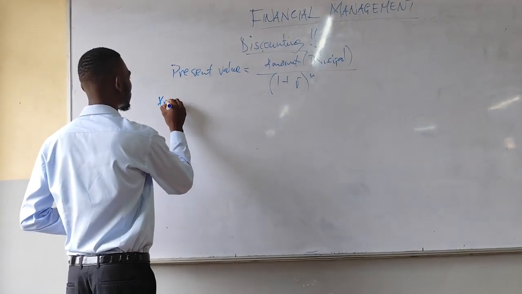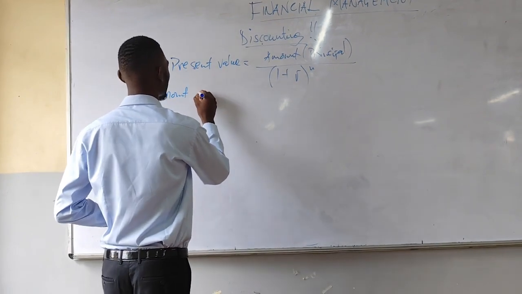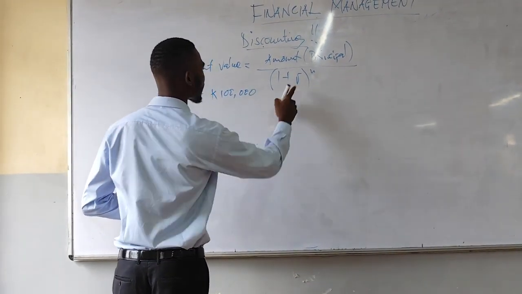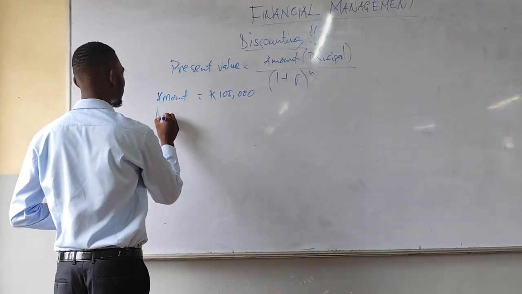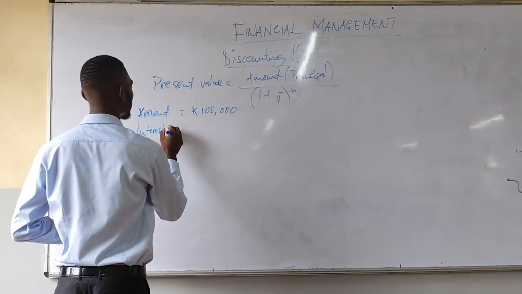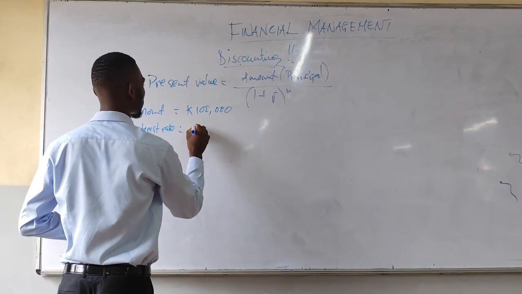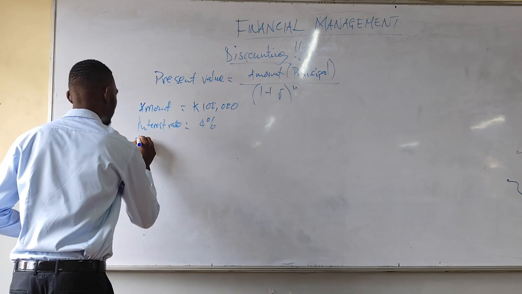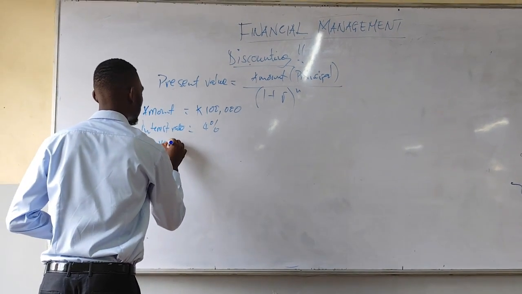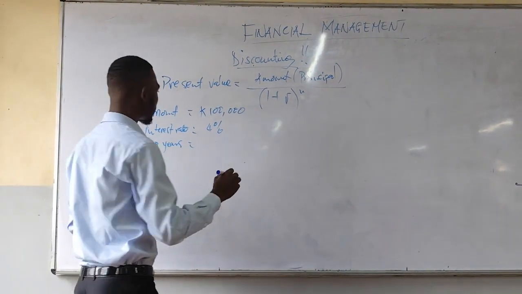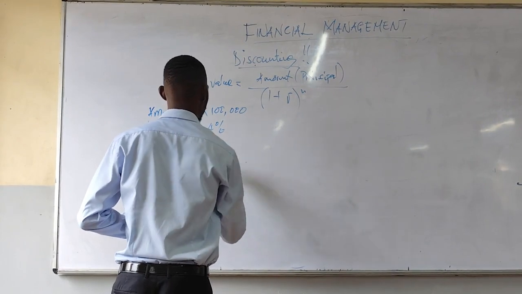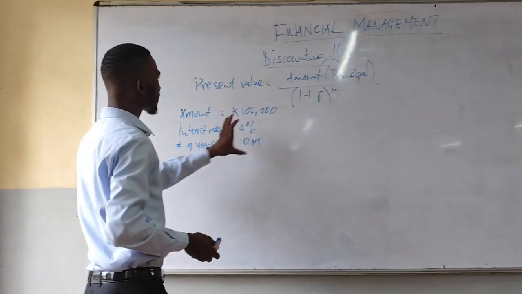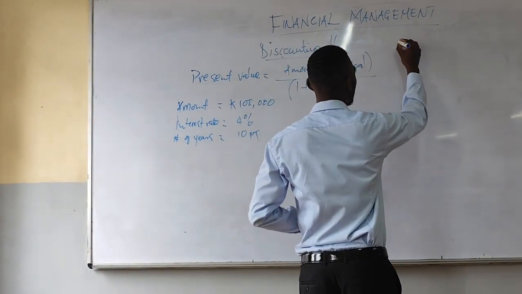Amount to be received is equal to 100,000. The interest rate is equal to 4%. Number of years is equal to 10 years. So from what we are given here, we can easily solve the question.